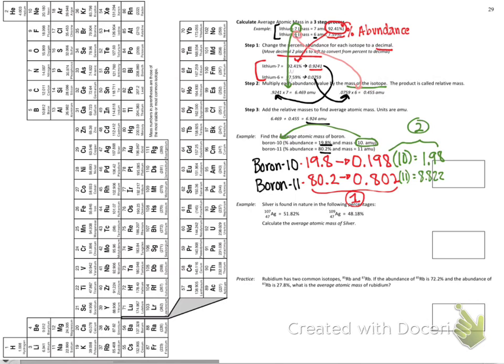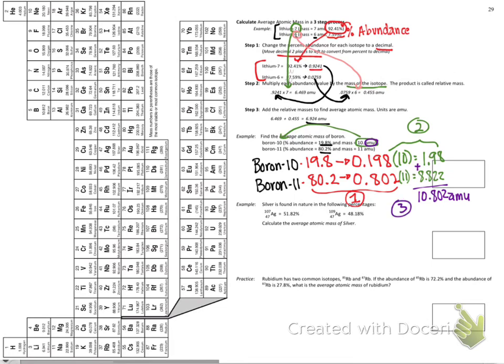Now my third step, what I'm going to do is add these masses. When I add them with my calculator, I'm going to end up with 10.802 atomic mass units. And again, that atomic mass unit is coming from right over here, so we have to make sure that we included it down at my total. And that is my third step, adding those relative masses.